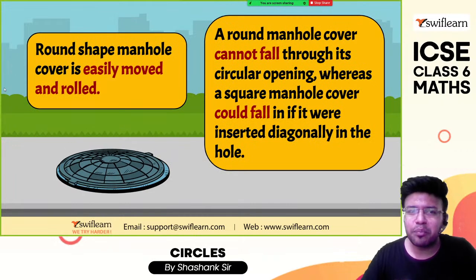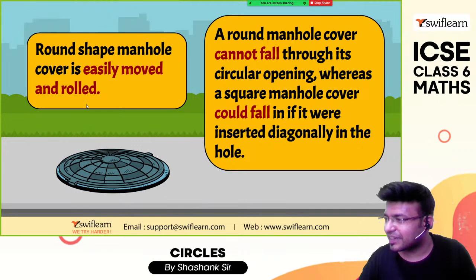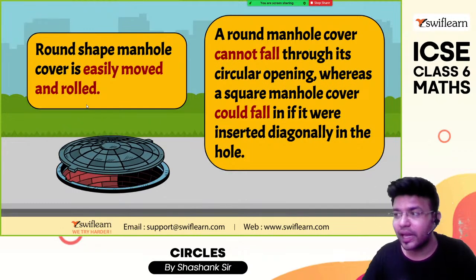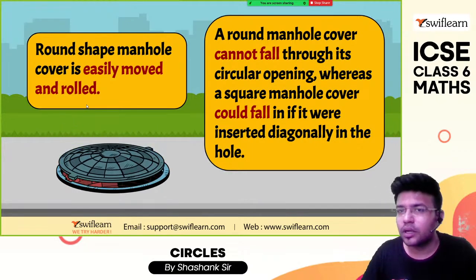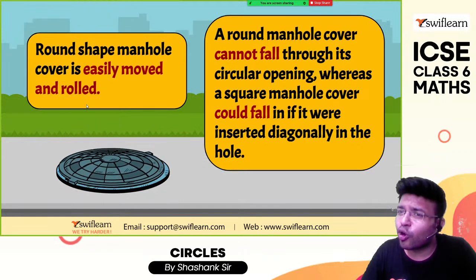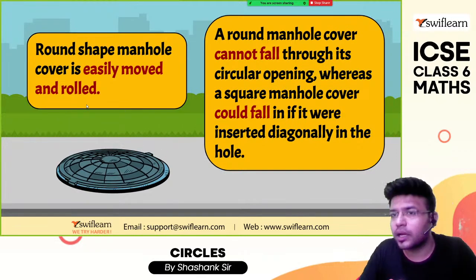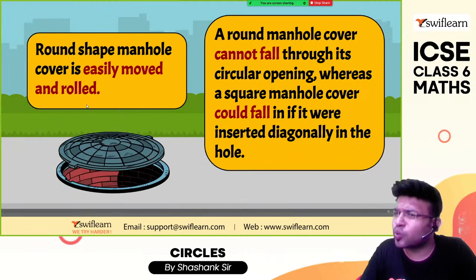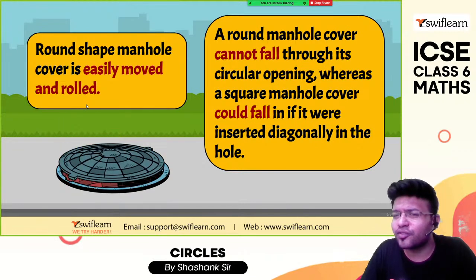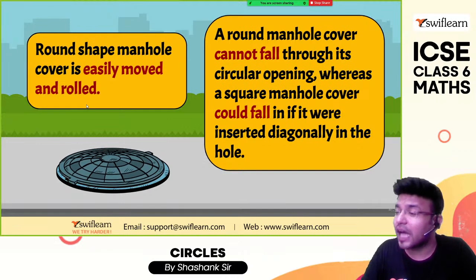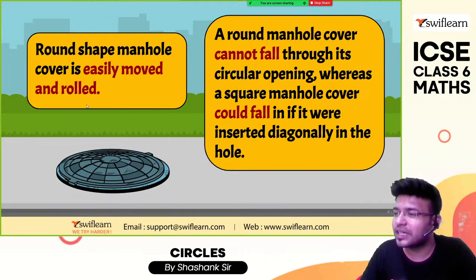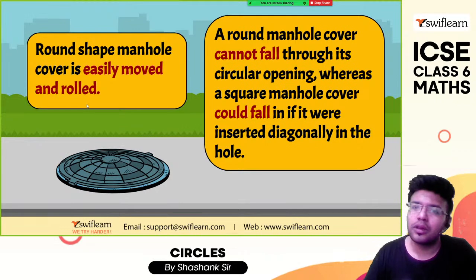A round manhole cover is easily moved and rolled. Yes, since it is round, you can rotate it. It is very heavy, so it can be rolled. A round manhole cover cannot fall through the circular opening. That's what I said. If the opening is circular, it cannot fall. If it is square, it can sit and fall. A square manhole cover could fall in if it is inserted diagonally. See, if it is inserted diagonally, it may fall.